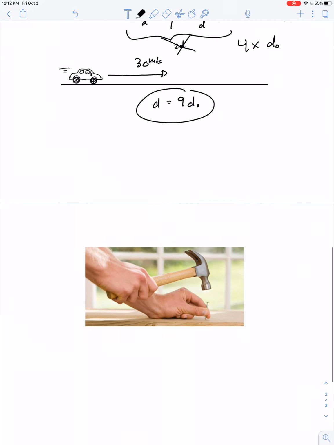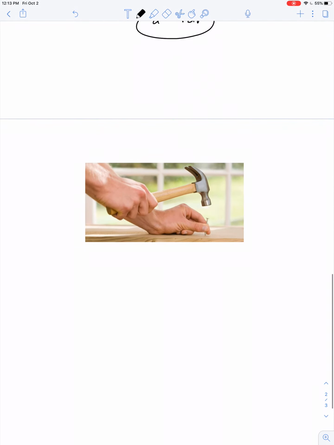The same argument can be made when hammering nails into wood. If the friction force between the nail and the wood as it drives in is a constant force, then the question might go something like this. If the hammer is swung with some speed v initial, and it takes something like, I don't know, you have to tap it 16 times to drive it in, right?